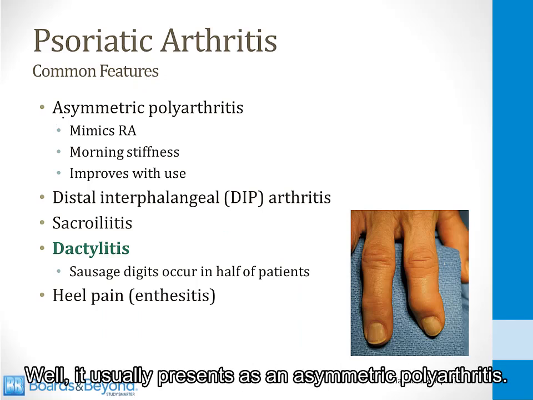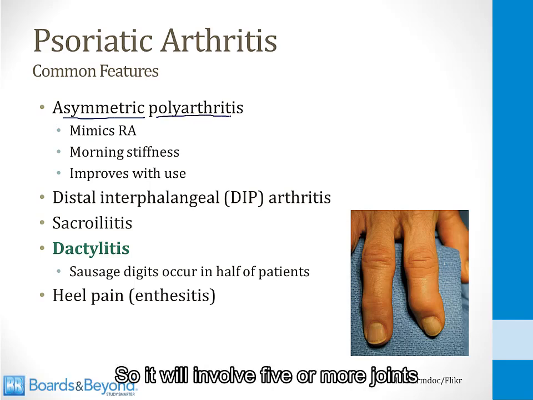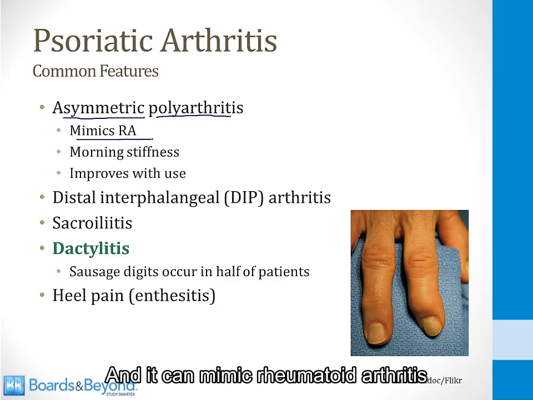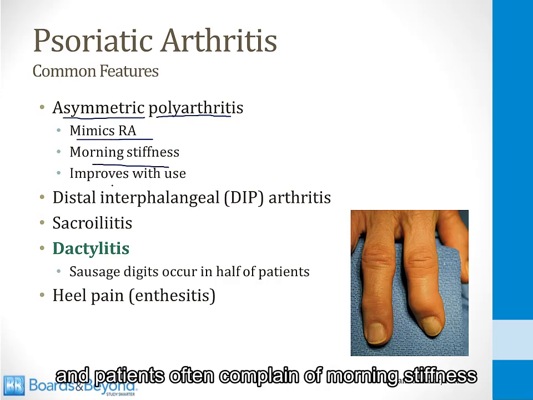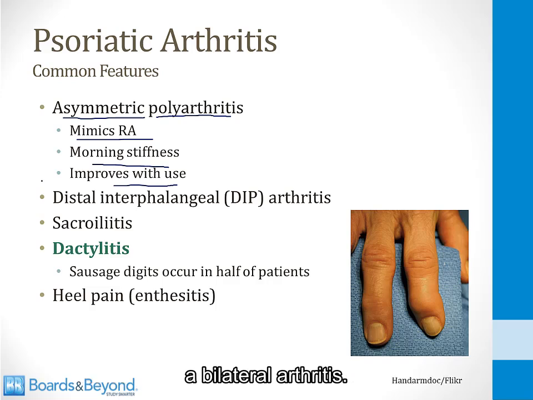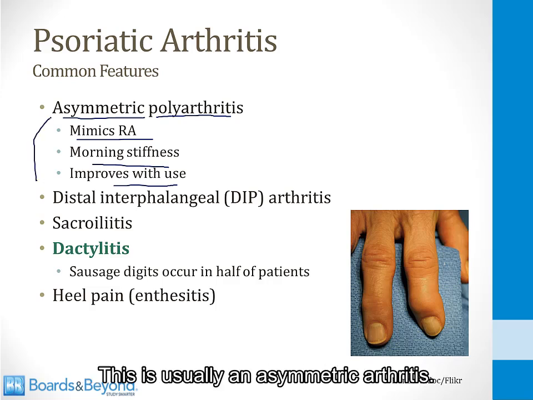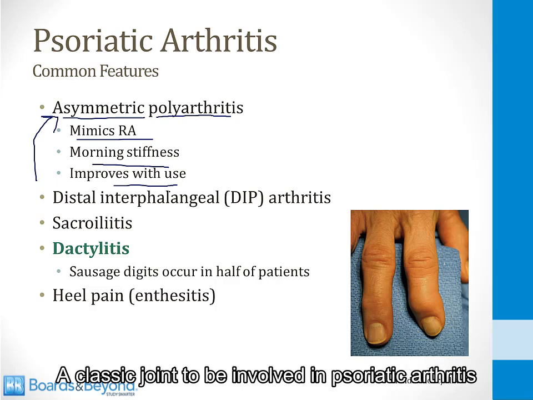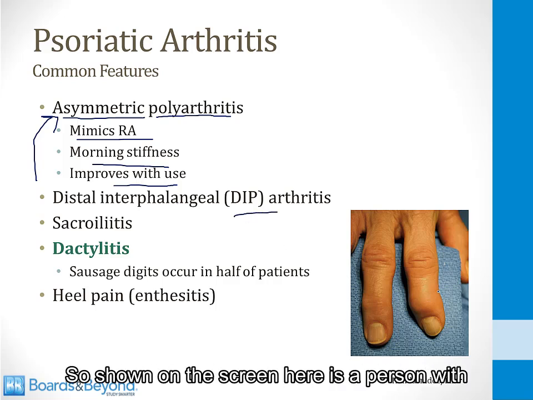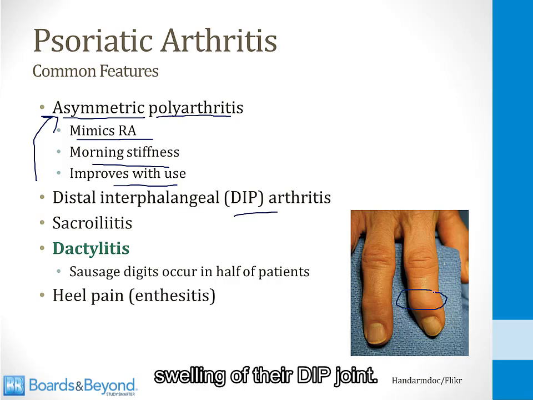Well, it usually presents as an asymmetric polyarthritis, so it will involve 5 or more joints on one side of the body, and it can mimic rheumatoid arthritis because it often involves the hands, and patients often complain of morning stiffness that improves with use. However, rheumatoid arthritis is classically a bilateral arthritis. This is usually an asymmetric arthritis. A classic joint to be involved in psoriatic arthritis is the distal interphalangeal or DIP joint. So shown on the screen here is a person with swelling of their DIP joint. That's a classic joint to be involved in psoriatic arthritis.